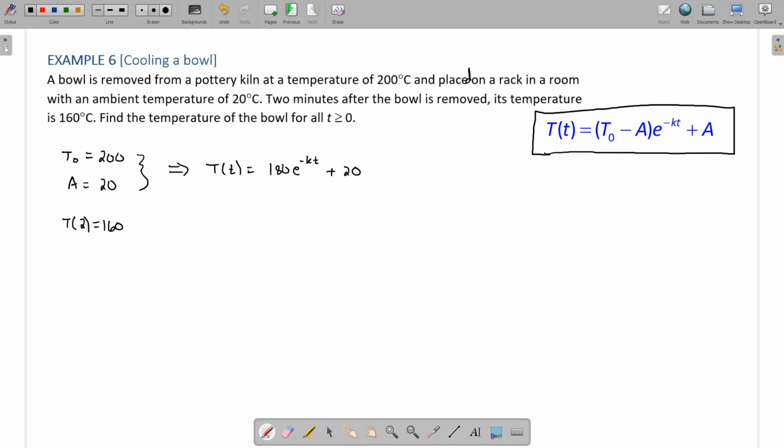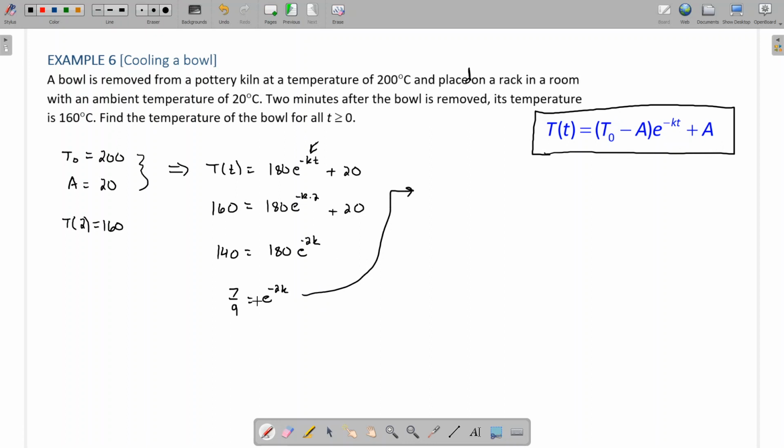Okay, so the last thing to do is to figure out what this value of k is. To do that, we can use the other condition. So let's go ahead and put that in. We know that if we plug in 2, we get out 160. So this would be 180 e to the negative k times 2, plugging the 2 in for the t, plus 20. So we're solving this for k. Subtract this over, you get 140 equals 180 e to the negative 2k. Divide the 180 over, and reduce that, you get 7/9 equals e to the negative 2k.